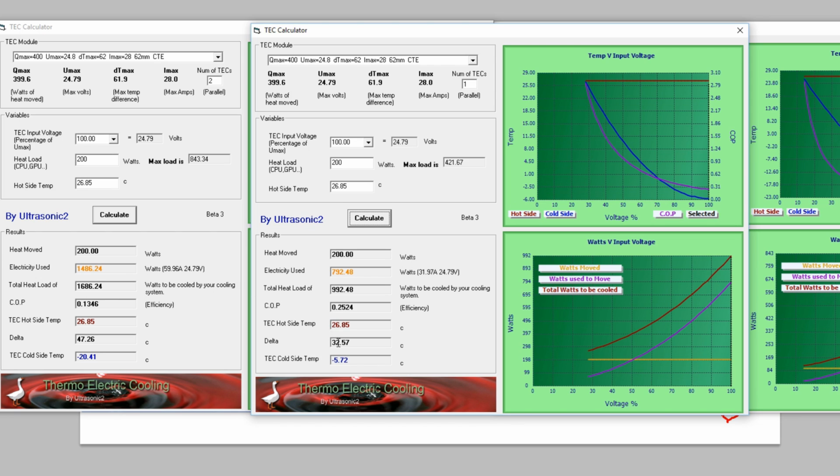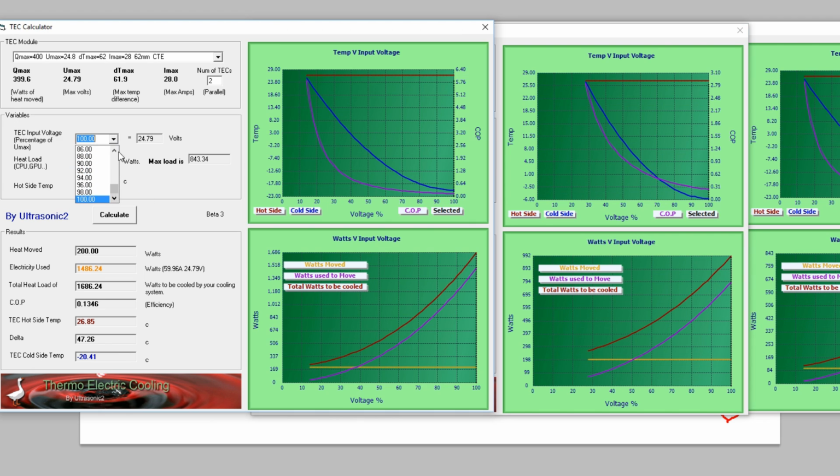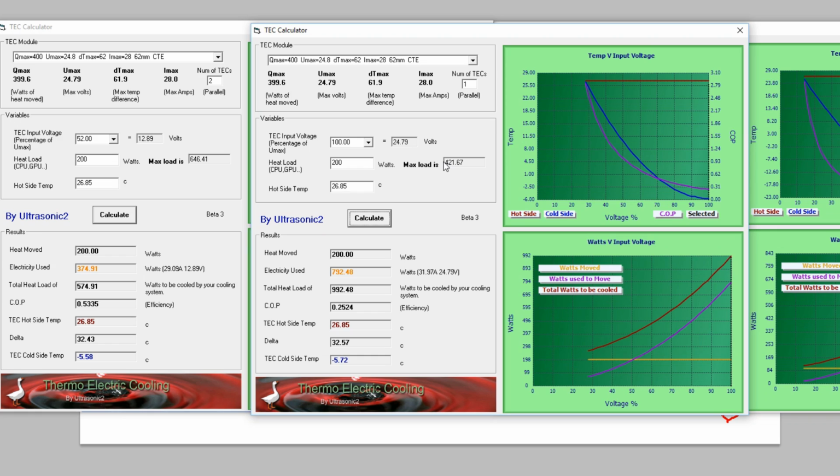Now let's say we only wanted a 32 degree delta. We could reduce the power greatly. I don't know, let's try 70. That's still more. That's still more. That's not enough. Okay, that's a good example. Now we see the difference, and this is where it gets used.